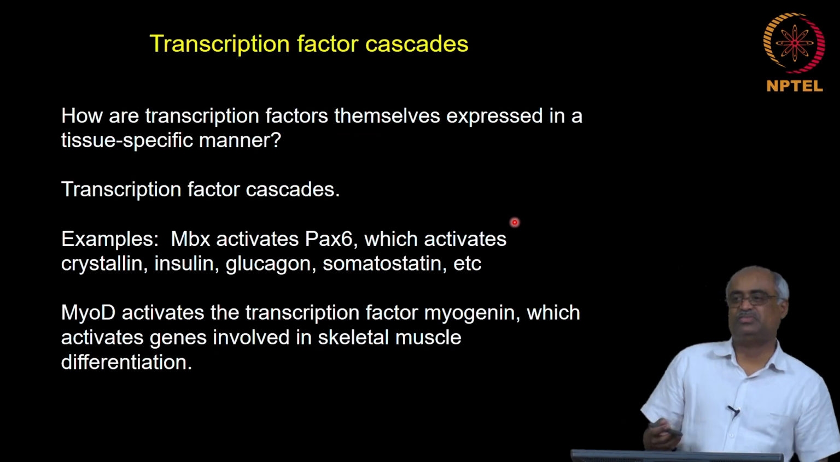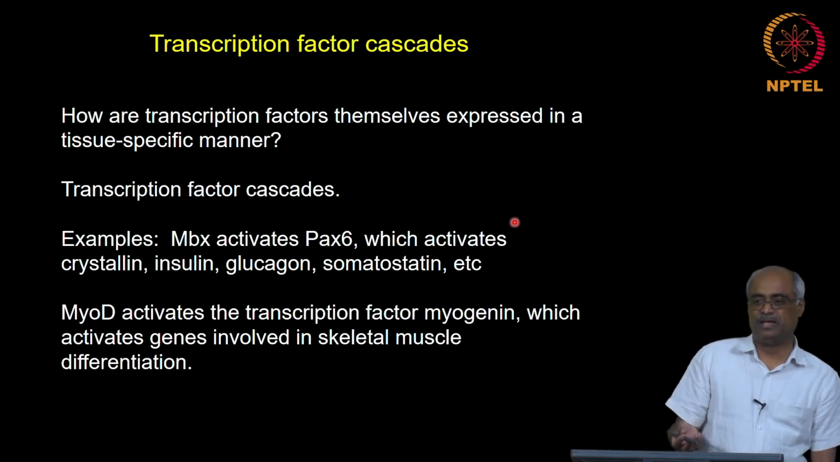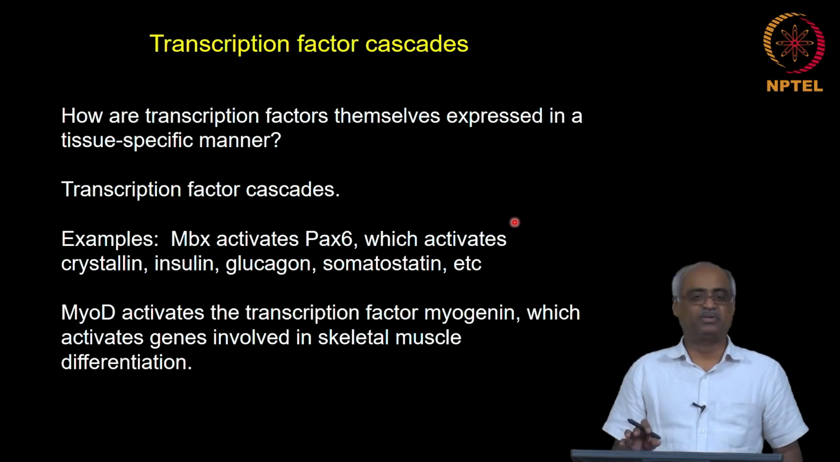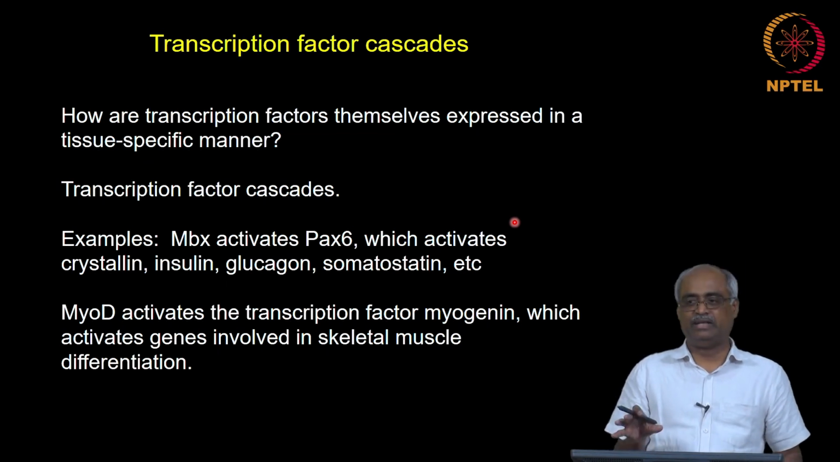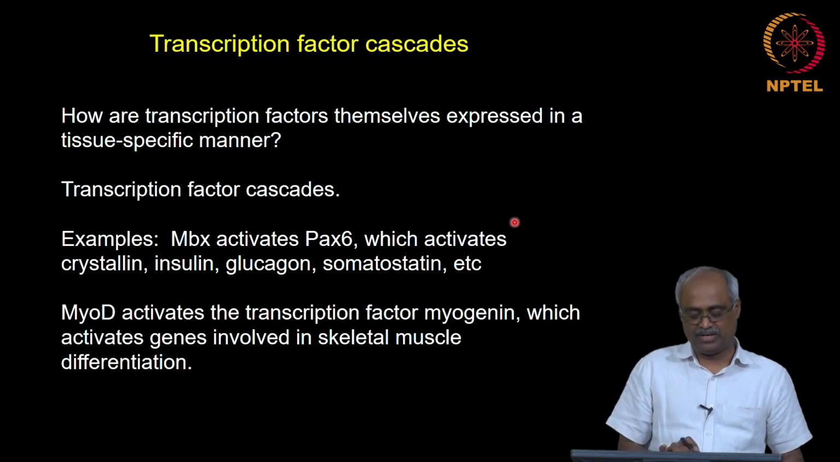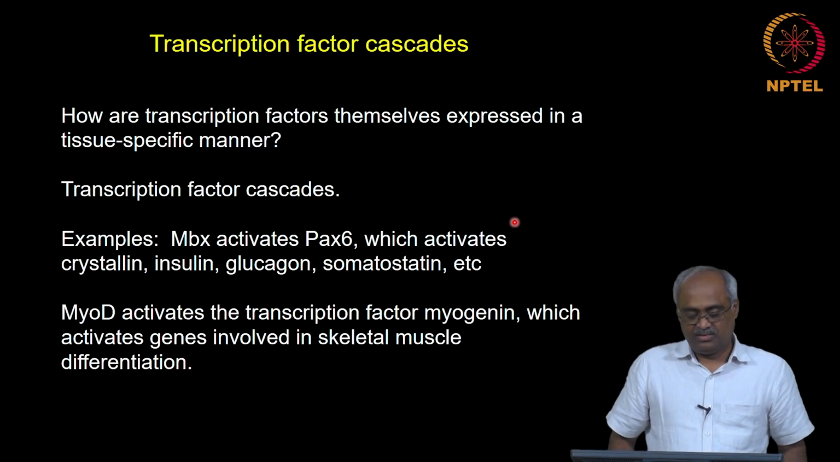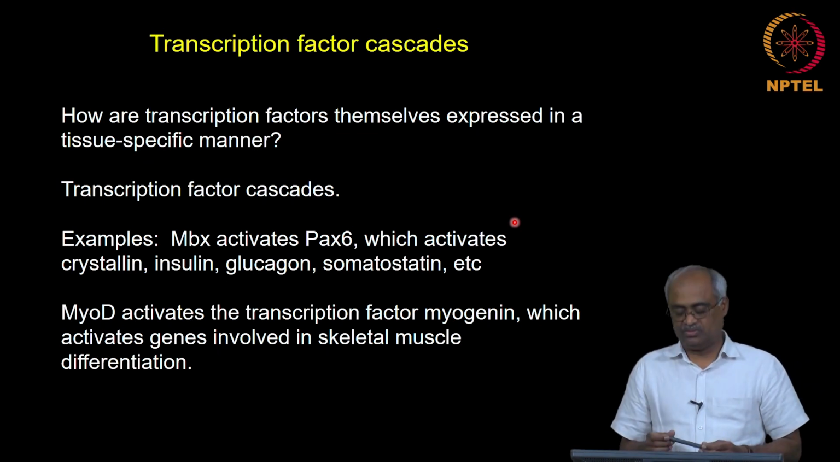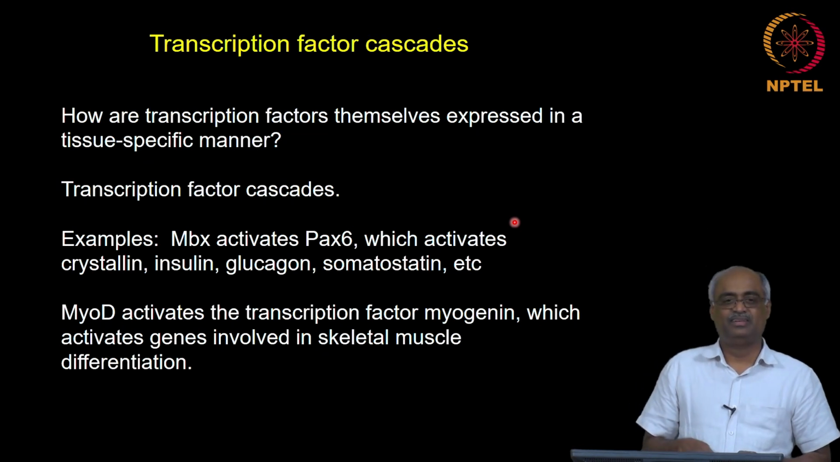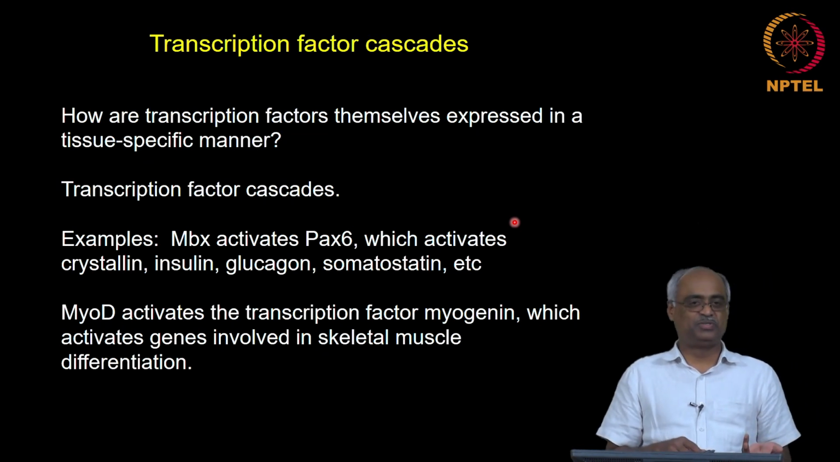Of course, more dramatic things have been done. People have shown that by expressing a few transcription factors, any differentiated cell can actually be converted into undifferentiated pluripotent cells. So, that is even more dramatic than this. This leads to a few questions. How do transcription factors themselves get expressed in a tissue specific manner? That is the question.